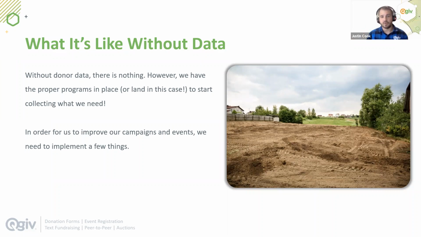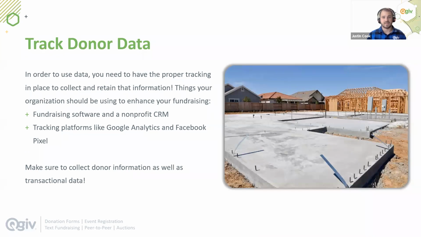What we have, though, with this is that we have the proper programs in place to start collecting what we need. Or in this case, we have land, we purchased it. However, we haven't started building on it. So then the next step for us to improve our campaigns and our events is we need to start implementing things. So like a house, we start with the foundation, right? We level the ground, we start pouring our concrete, and we lay this solid foundation on which our house can be built on. In order for us to use that data, though, or in this case, the house, to start building on it, we need to have the proper tracking in place to collect and retain that information.